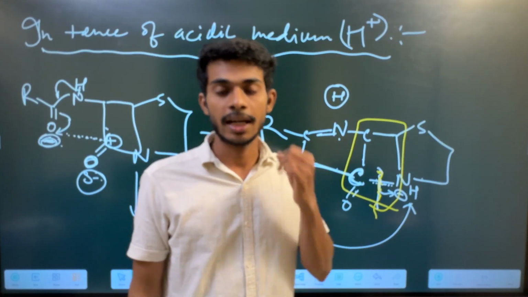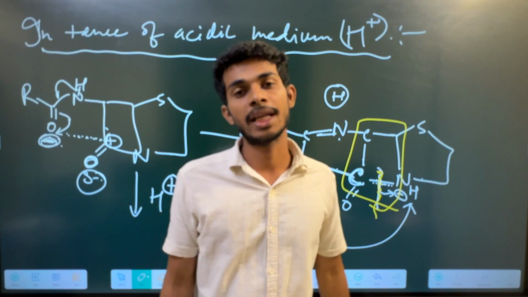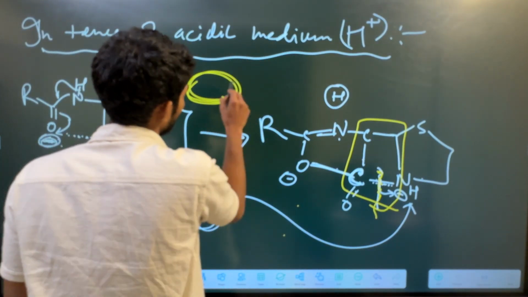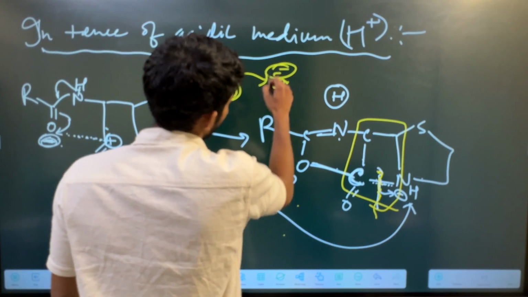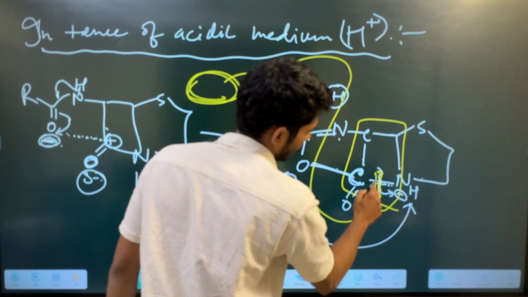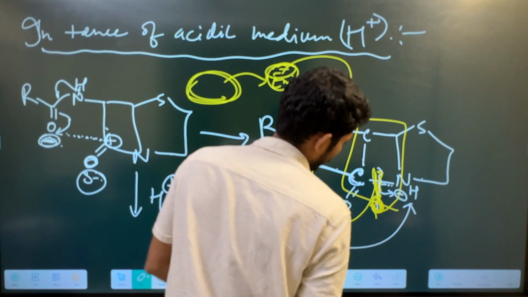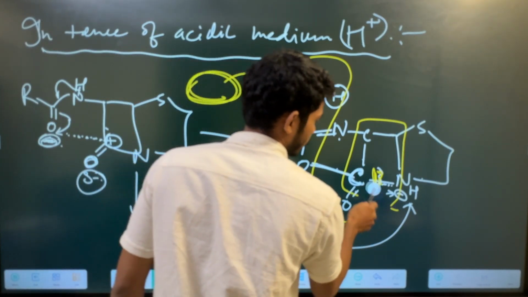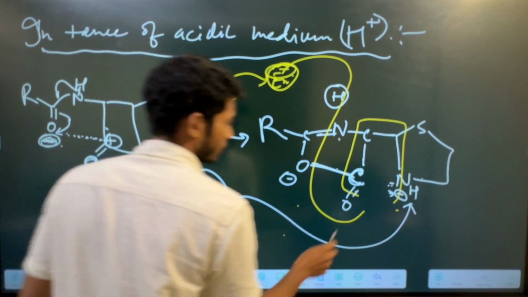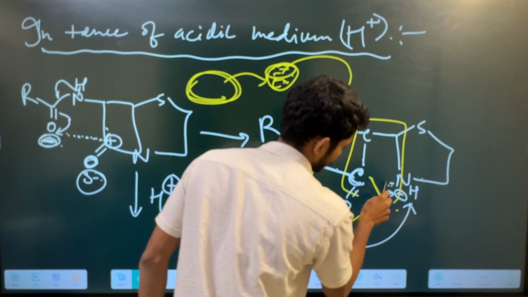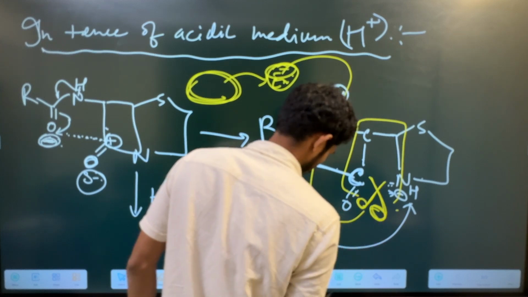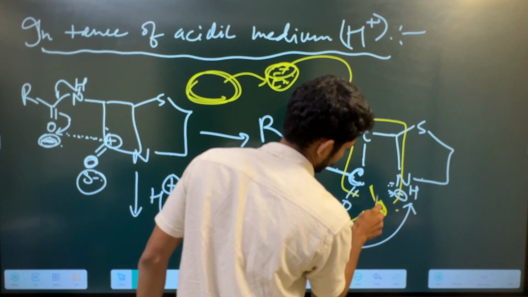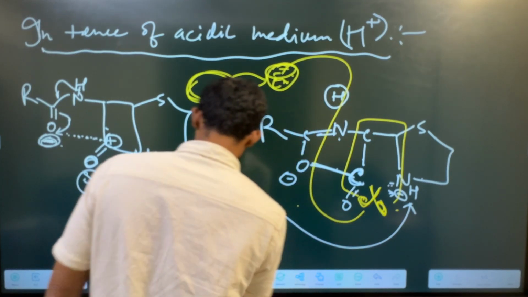It can easily degrade. And the most important thing I want to tell you is why the beta-lactamase enzyme also breaks it down. Ultimately, bacteria will form an enzyme. That enzyme will go and bind with this one and act like a scissor, and ultimately what will happen?